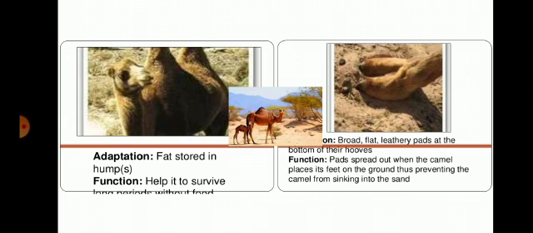Then broad, flat, leathery pads at the bottom of the hooves. You see the pictures. The pads spread out when the camel places its feet on the ground, thus preventing the camel from sinking into the soil.